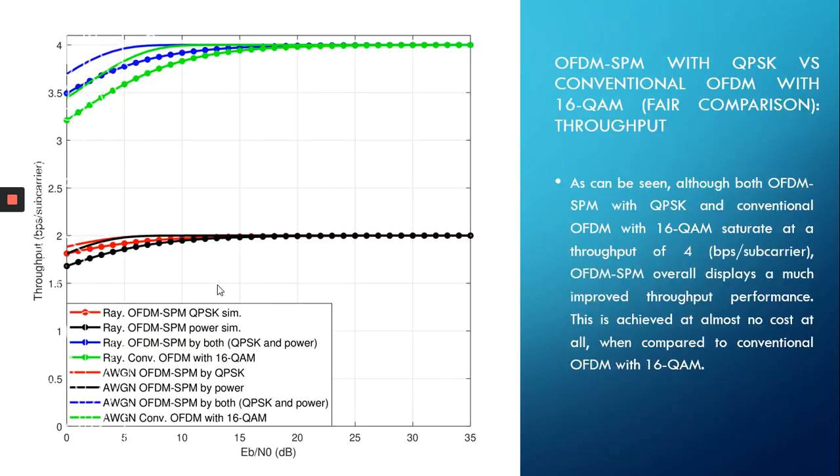So coming to the throughput, OFDM-SPM still provides a better throughput, as you can see, even though both of them saturate as the SNR gets larger, both at a value of 4. However, initially, OFDM-SPM still provides better performance both in a relay fading channel and in an AWGN channel.